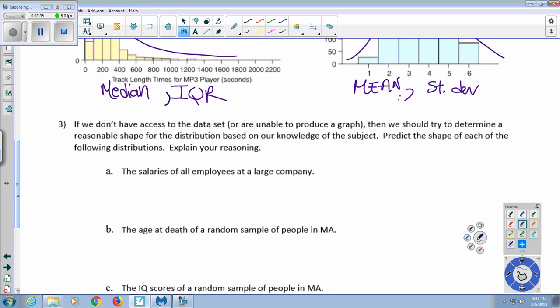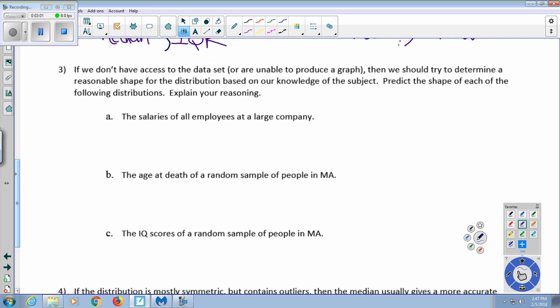So if we want to predict some of these distributions, even though we don't have the data, we just need to think through what they would look like. For example, the salaries of all employees at a large company. If we were just to draw an idealized version of this, probably most salaries would be somewhere down there, and then there'd be this long tail where you have your vice president, CEO, and so likely this type of distribution of salaries would be skewed right.